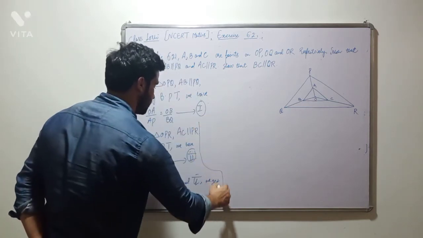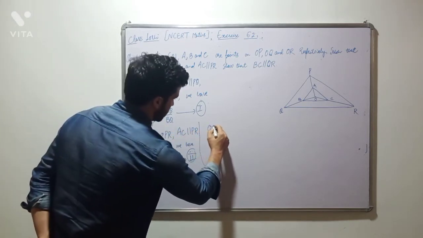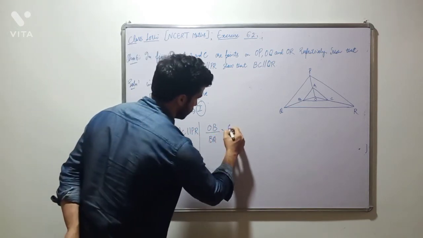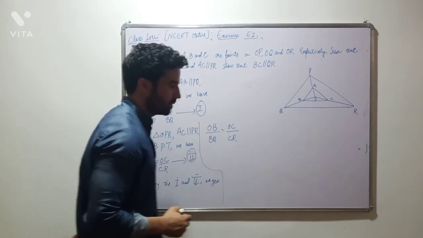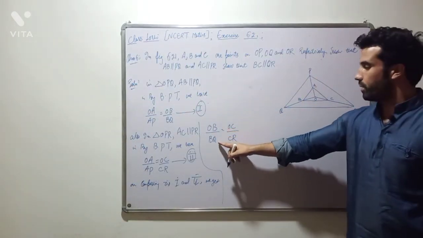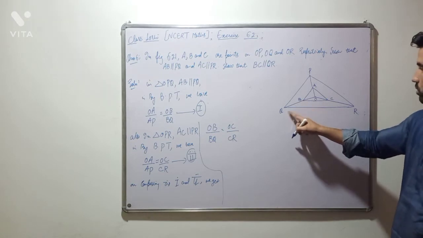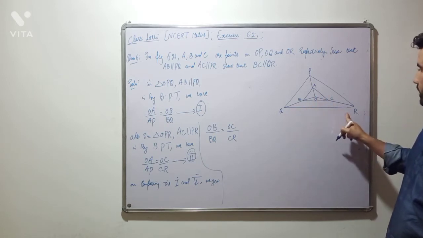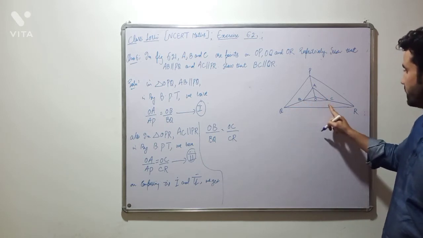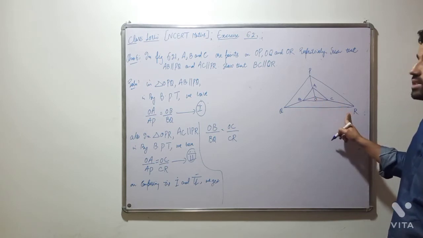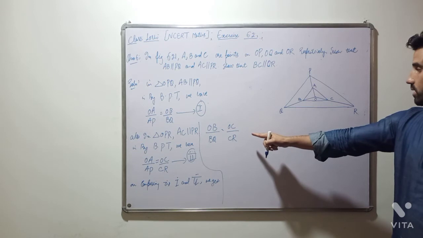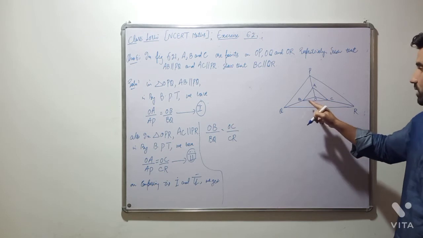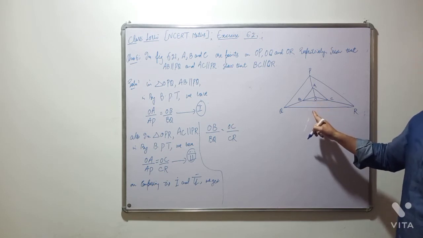we get OB divided by BQ, OB by BQ, equal to OC by CR. So OC divided by CR. See what we are getting: OB by BQ is equal to OC by CR. What does that mean? That means in triangle OQR, BC divides OQ and OR in the same ratio. It divides them in the same ratio, so we may say that this BC will be parallel to the third side of the triangle. This means BC will be parallel to QR, as per the converse part of BPT.